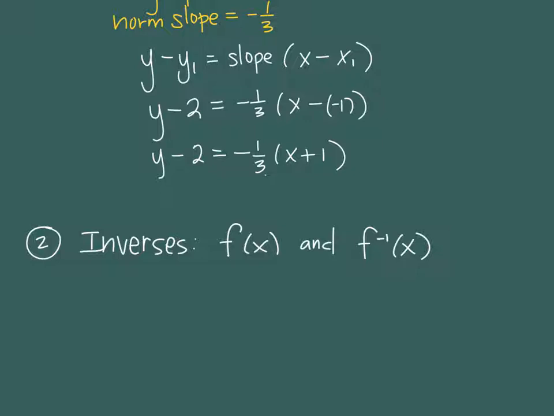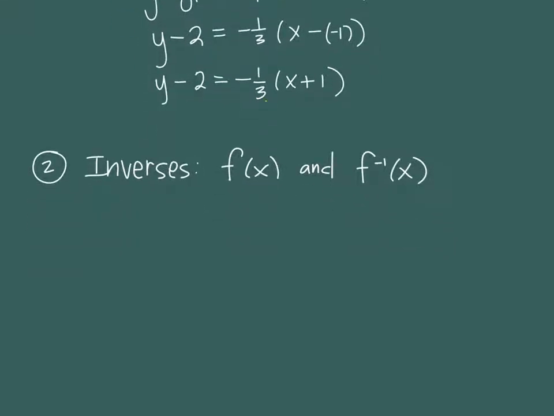Okay, now how do you find it? That's how you write it, but how do you find it when you have a function? All right, so for example, suppose you had the function g of x equals 3x squared minus 7. Now that's a parabola. Anything with x squared in it is going to be a parabola.